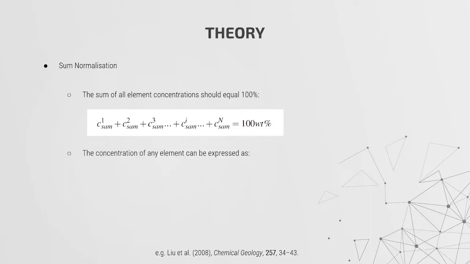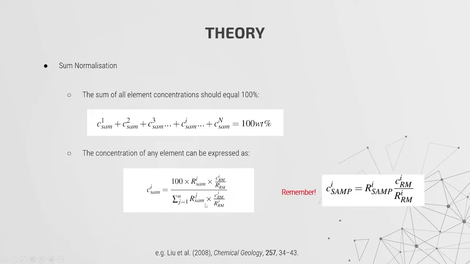And with knowing that, we can then express the concentration of any element as the concentration of element i in our sample is equal to this value here divided by the sum of all these values here. And remember, this rate, concentration and rate is our semi-quantitative equation. So we're saying that for any element, it can be expressed as a proportion of the sum of all the semi-quantitative concentrations of all the elements in our sample. And we just multiply it by 100 so that we go from a fraction to a weight percent.